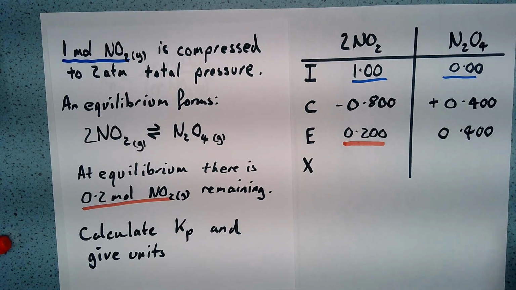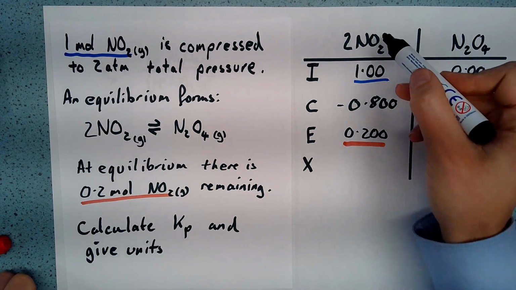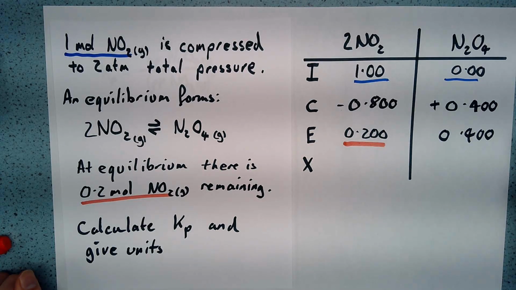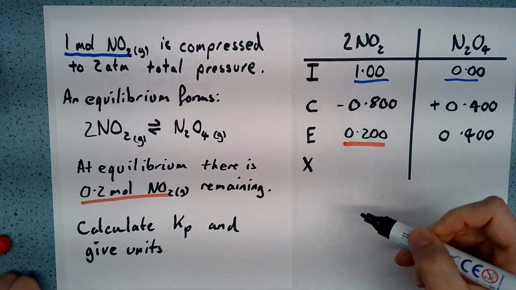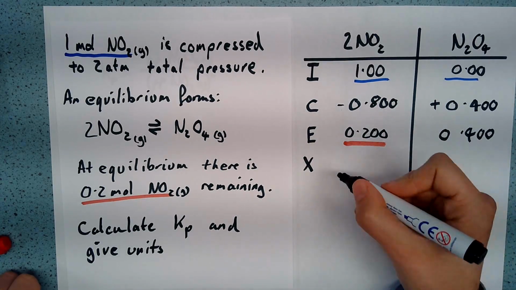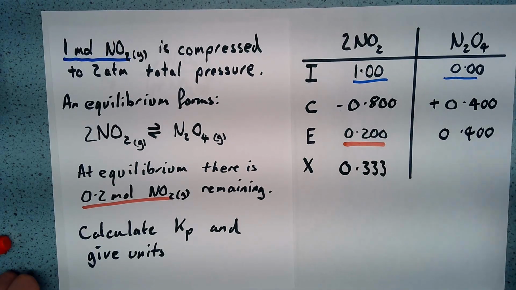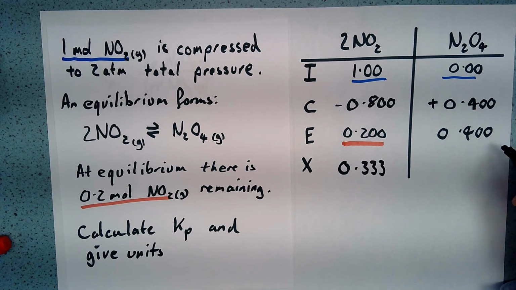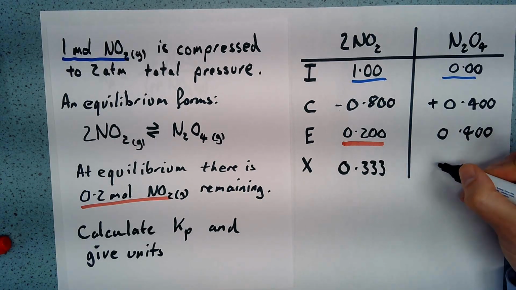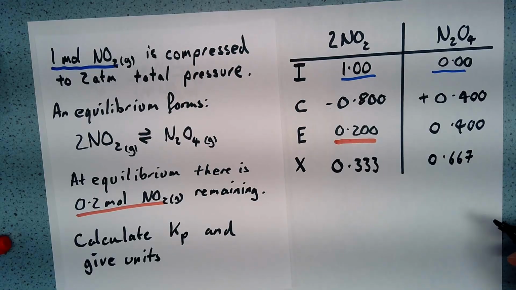I'm going to use X as a symbol for mole fraction. Mole fraction is how much of the total gas is made up by this one here, goes there, and how much of the gas is made up of this one here, goes there, as a decimal fraction. So we've got 0.2 out of the total of 0.6. That's 0.2 divided by 0.6, which is a third, isn't it? So we're going to write that down as 0.333. And in this column here, we've got 0.4 divided by total of 0.6. When you add these two together, that's going to be 0.667. Now I'm rounding all of these to three significant figures.